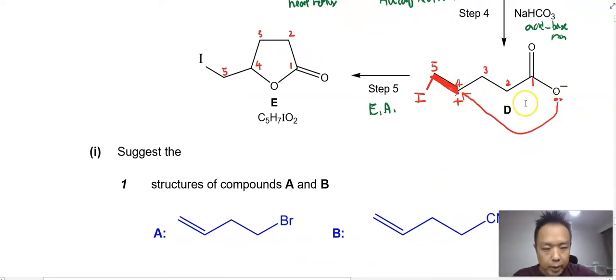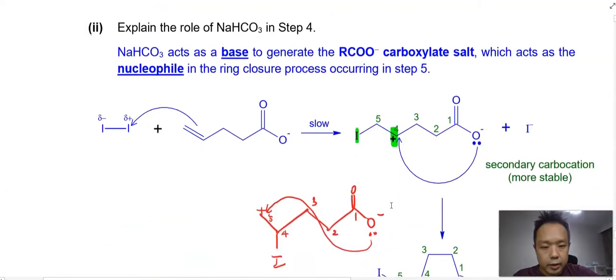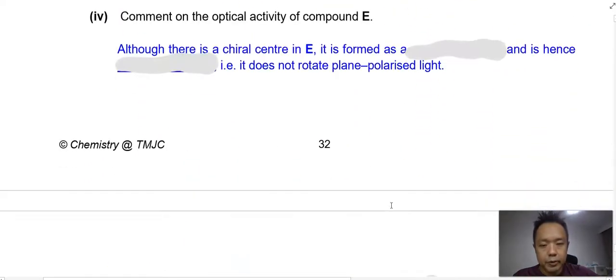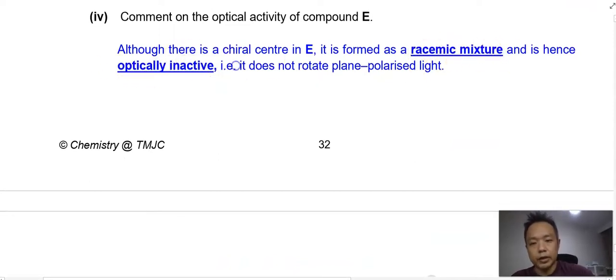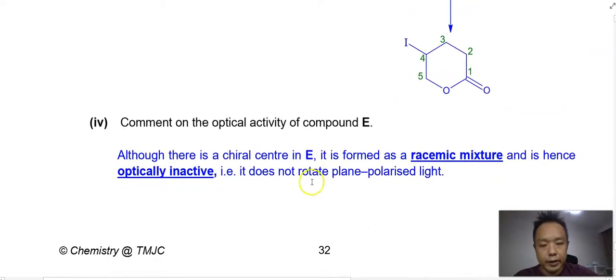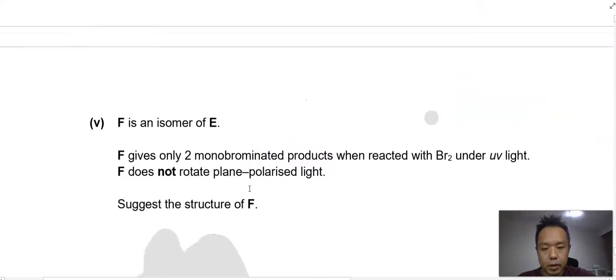This can be attacked from top and bottom, and therefore you get a racemic mixture. Okay, therefore it's optically inactive, because there is equal probability of the nucleophile attacking from the top and bottom of the plane.